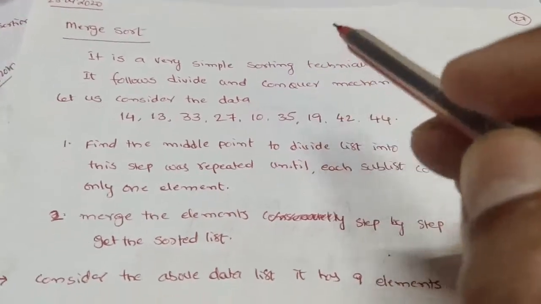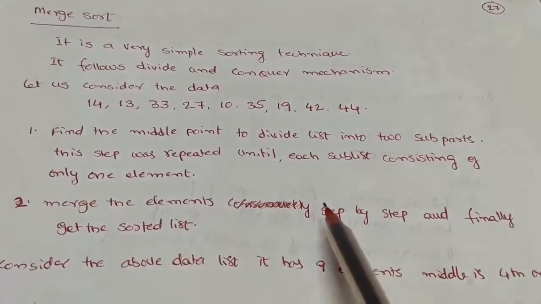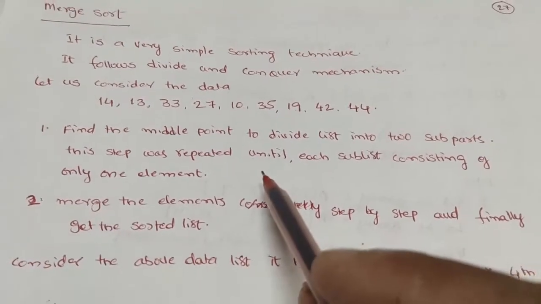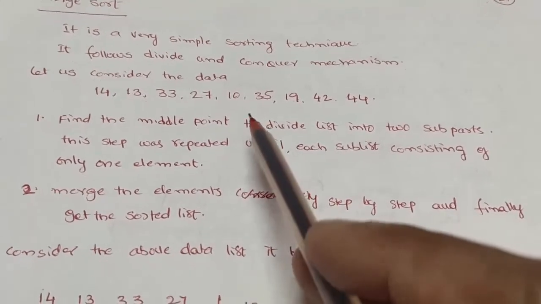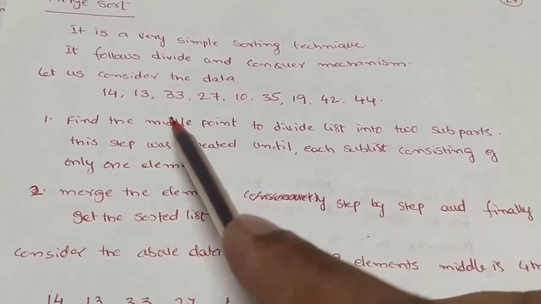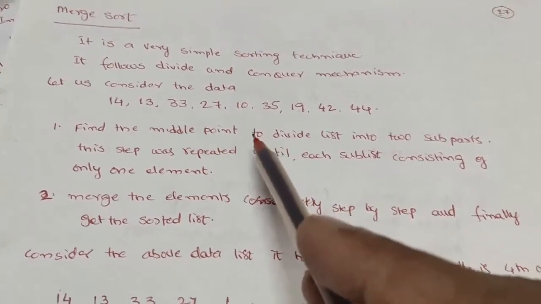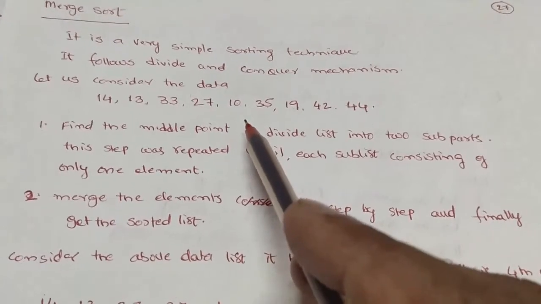So here I am going to explain point by point the procedure that merge sort will follow. First we are going to consider the data. Let us look at it. There are 9 elements. We find the middle point of this data.